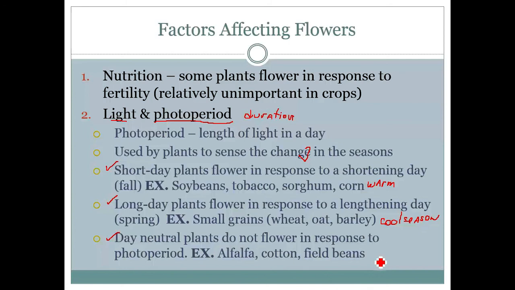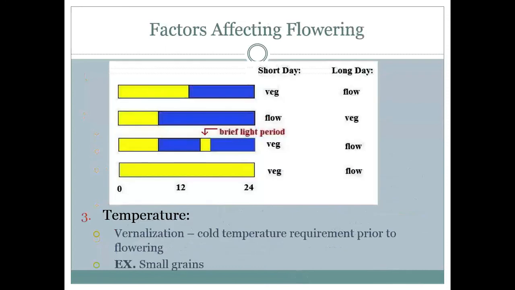But a lot of these plants, in particular alfalfa, cotton, and field beans, tend to have day neutrality. But a lot of their wild relatives, the ones that we use as a genetic resource, would tend to still be photoperiodic, and this can cause problems at times also. So let's look at what happens here with these flowers.